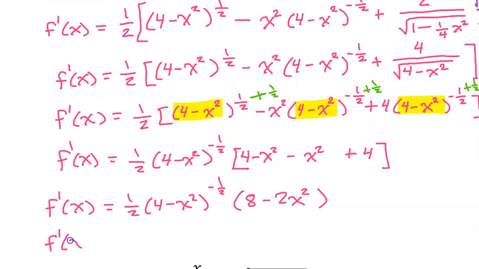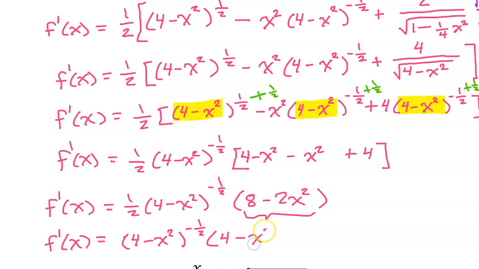So I have f prime equals. I see a GCF in here, a GCF of 2. So I'm going to take that 2 out and put it in the front. But if I pull the 2 out here, it's going to cancel out the 1/2. So just understand that I am taking out a GCF of 2. It's going to wipe out the 1/2. So I'm going to end up with 4 minus x squared to the negative 1/2 power. Now I've taken out a GCF of 2, so I'm going to be left with 4 minus x squared.